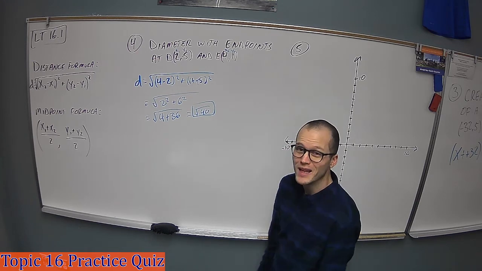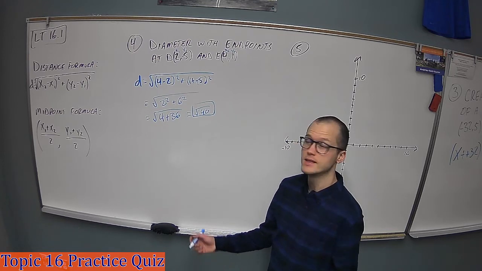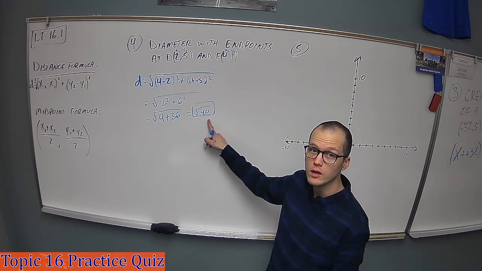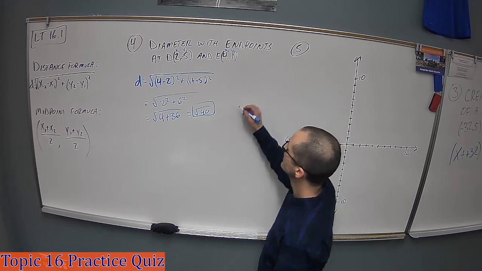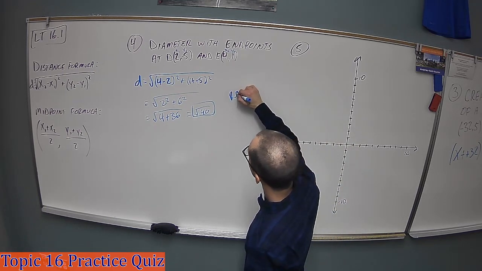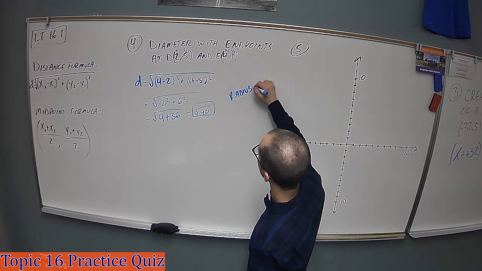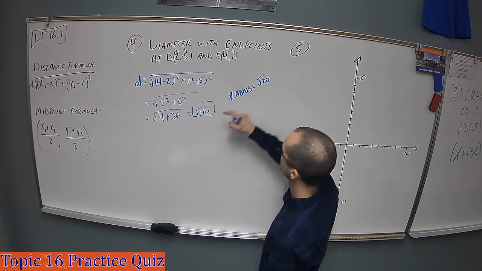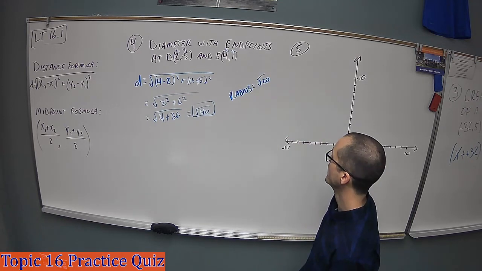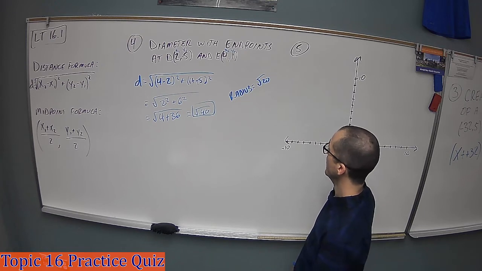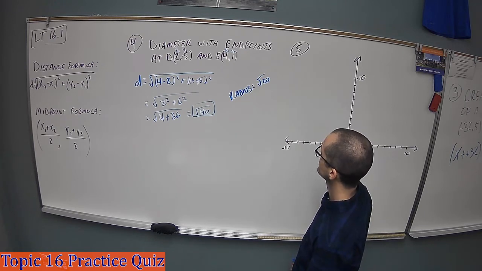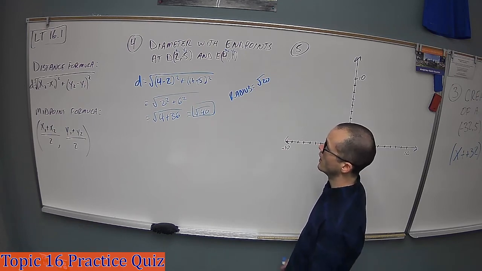Well, let's chop that in half to find the radius. This is the length of the diameter. We want the length of the radius. So our radius, our R value, equals the square root of 20, exactly half that of the square root of 40. We could probably simplify this ever so slightly, but I'm happy to leave it as is. All right, midpoint.